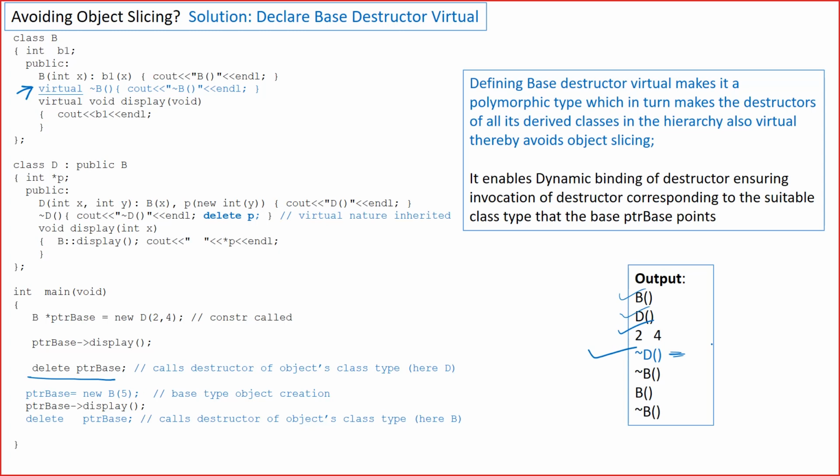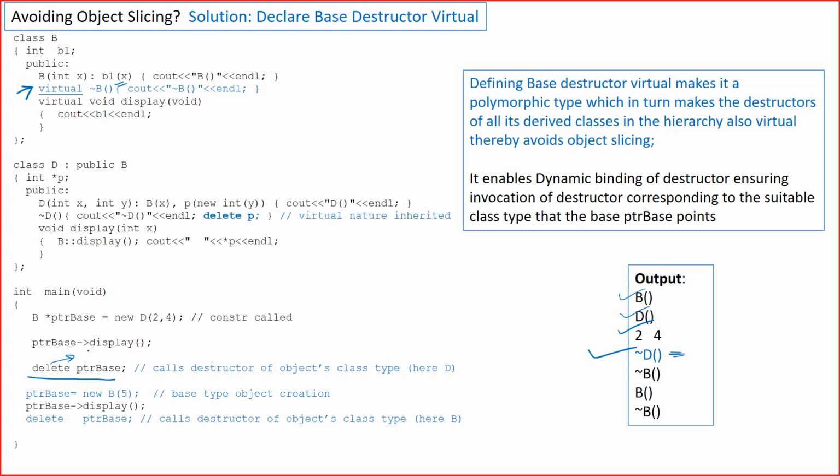Okay, so defining the base destructor virtual makes it a polymorphic type, which in turn makes the destructors of all its derived classes in the hierarchy also virtual. That means if we declare this as virtual, it will be inherited as virtual and all of them will be considered virtual. So it enables dynamic binding of the destructor, and it ensures that whenever you call the delete operation, it will delete the whole thing, not only the base part but the whole part.